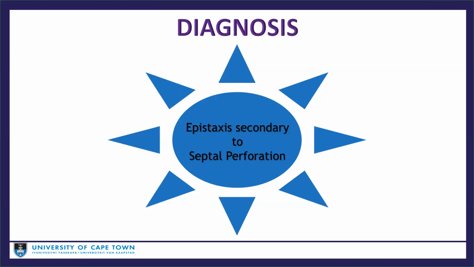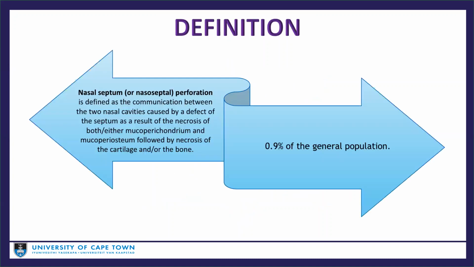So let us have a look at how we must approach nasal septal perforation. Starting with the definition, a nasal septal perforation is defined as a communication between 2 nasal cavities that is caused by a defect in the septum, either as a result of necrosis of mucopericondium or mucoperiosteum, followed by necrosis of the cartilage and or the bone.